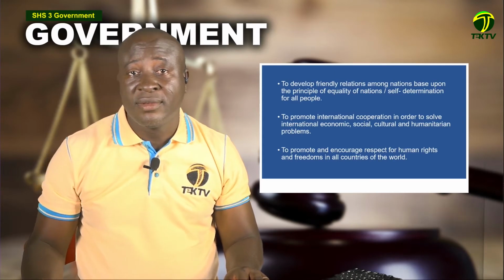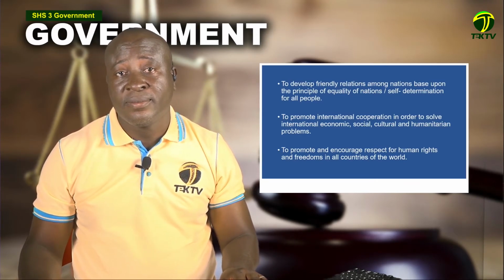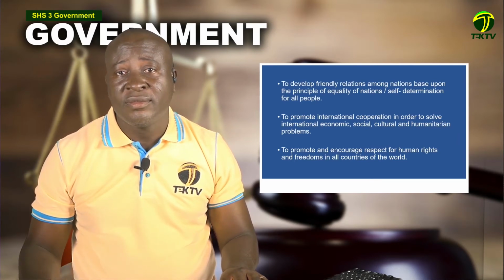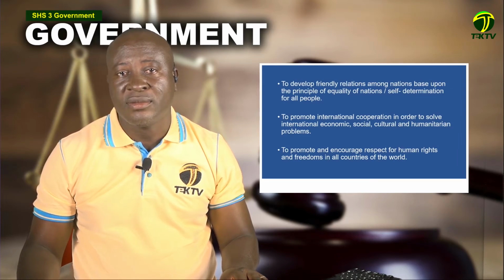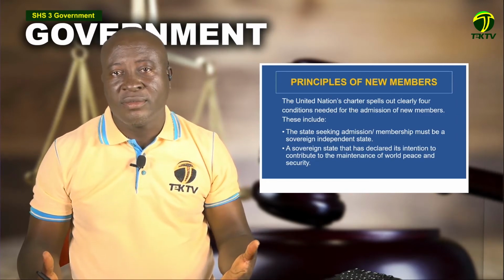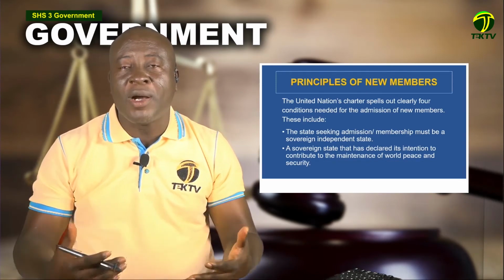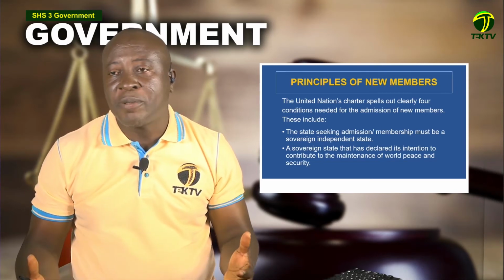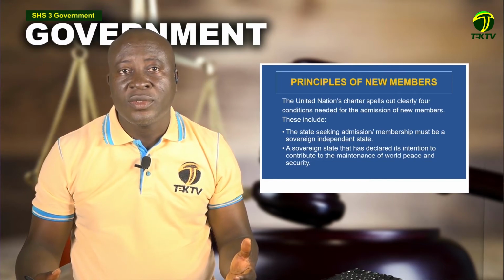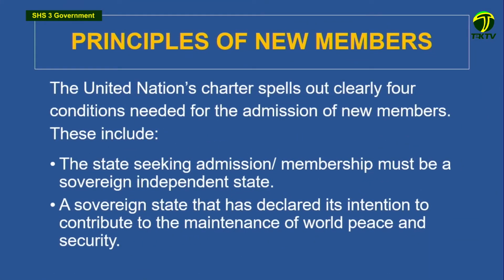You remember Liberia too. Former president who was also arrested. So UN encourages respect for human rights and freedoms. Now, if you want to be a member of UN as an organization, if you want to be a member as a country, what are the principles? The United Nations Charter spells out clearly 4 conditions needed for the admission of new members. So if you want to be a member of UN, you have to meet these criteria.